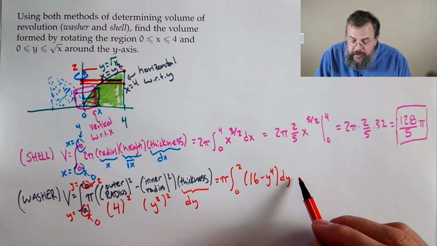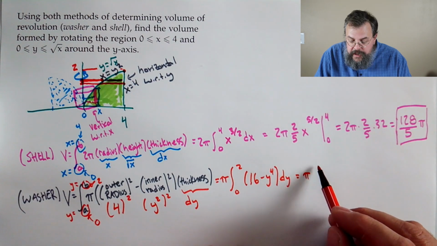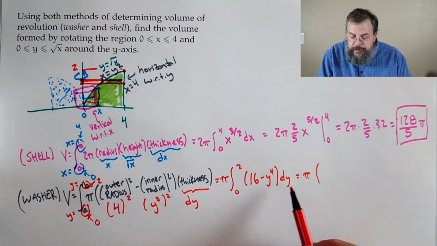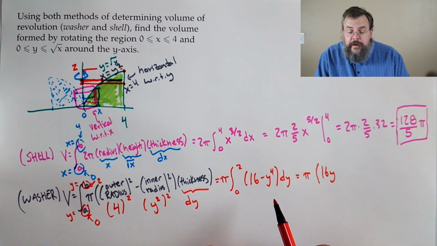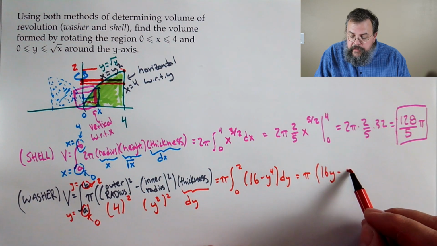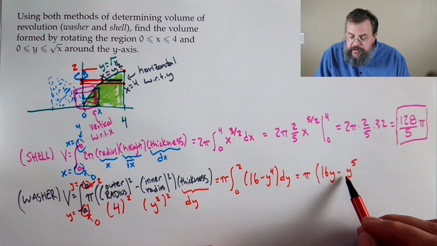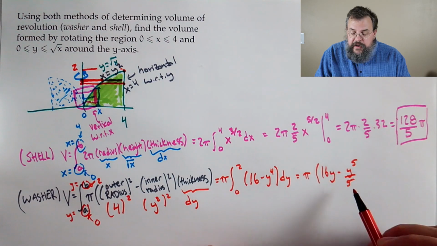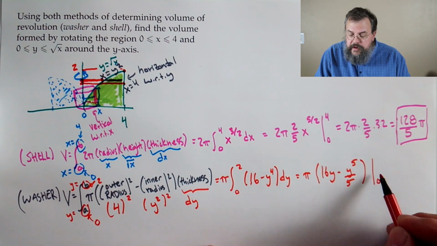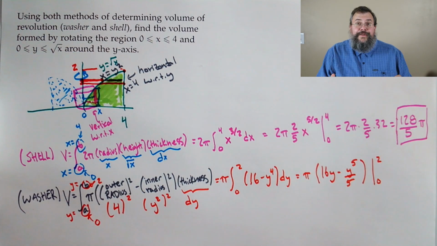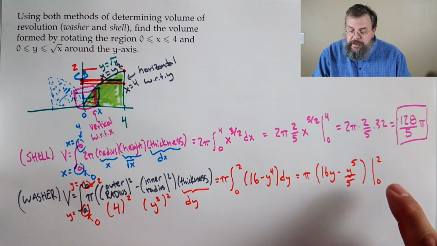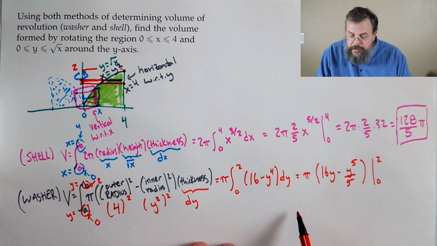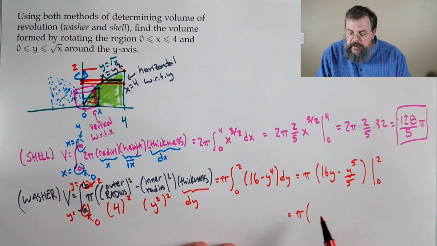Now, what's next? We integrate. Integral of 16, integrating with respect to y, is 16y. Integral of y to the 4th would be y to the 5th, and then divide by 5, because you have to divide by the new power. All right, evaluate 0 to 2. Good news, 0 is easy. When you plug in 0, you get 0. So we need to plug in 2. So what do we get? Well, we get pi times 16 times 2, which is 32.